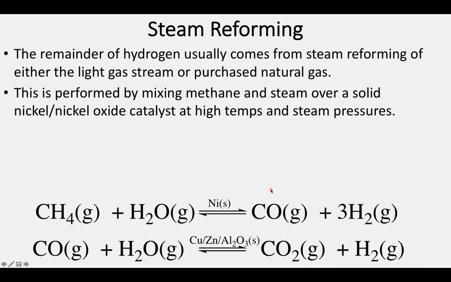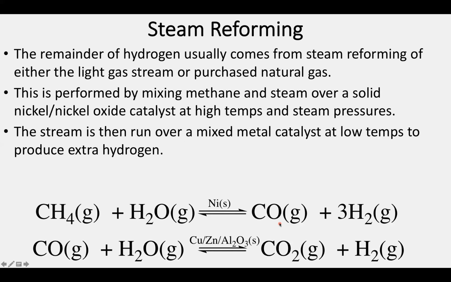Now, because it turns out most people don't want to produce carbon monoxide, you can go ahead and then process that a little bit further at essentially a slightly lower temp over a slightly different catalyst. It's often a copper zinc aluminum alloy, alumina alloy, to produce CO2 and hydrogen.